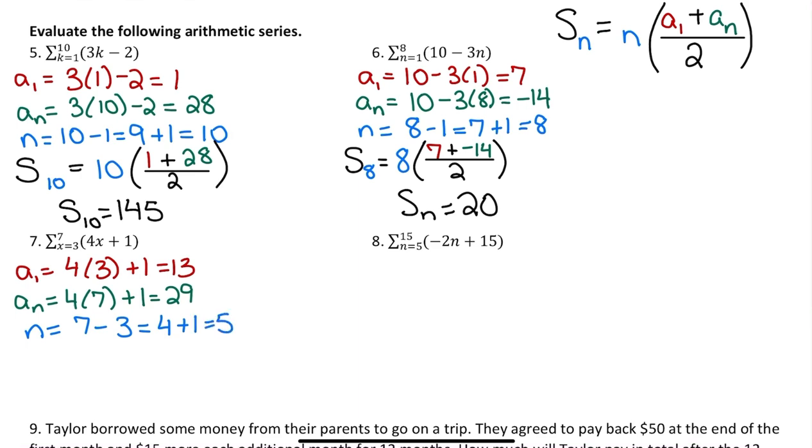Now we can substitute. S sub 5 will be equal to 5 times the first term, which was 13, plus the 29, which is our last term. We'll divide that by 2, and we get 105.